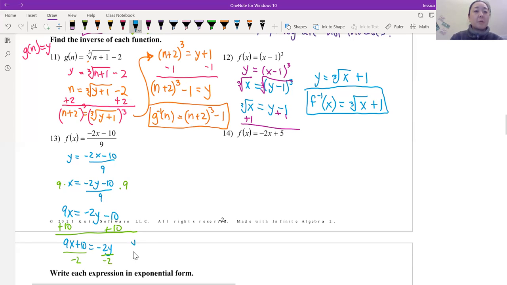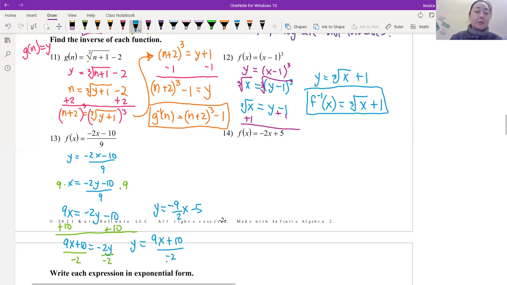And this is just going to be y is equal to (9x + 10) over negative 2. Now, if you choose to divide the 9 out, you can, right? So this could be y is equal to negative 9 over 2 x minus 5, which looks like slope-intercept form, right? You remember that from Algebra 1. Or you can just leave it like this.